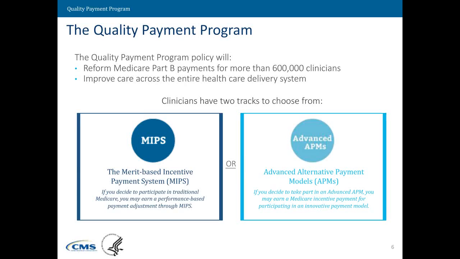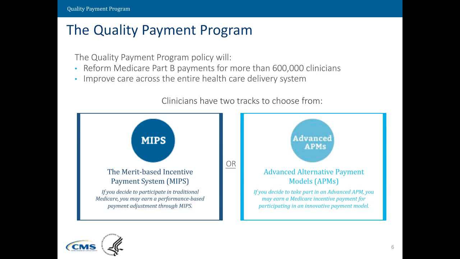To get started, the Quality Payment Program is made up of two parts, or rather two tracks: the merit-based incentive payment system and advanced alternative payment models. Clinicians can choose how they want to participate in the Quality Payment Program based on their practice size, specialty, location, or patient population. If clinicians decide to participate in traditional Medicare, they may earn a performance-based payment adjustment through MIPS.